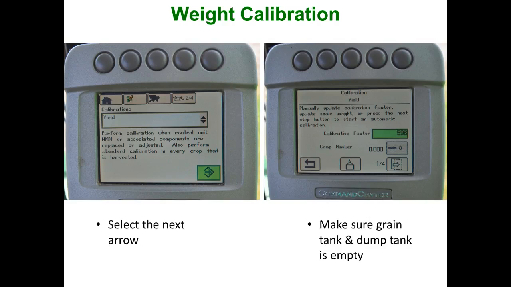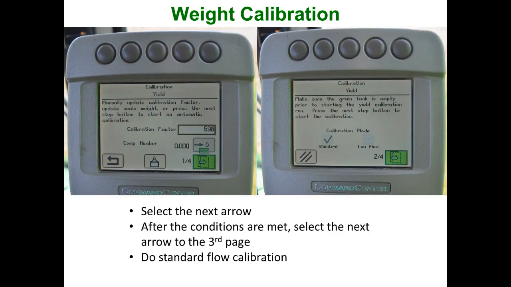We will then hit the next arrow and it will bring up a page like this, which is our main yield calibration page. We want to make sure the grain tank and the dump tank are both empty before we do anything else. We will then select the next arrow and it will bring up the second page of the yield calibration.